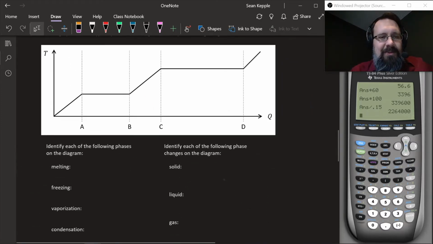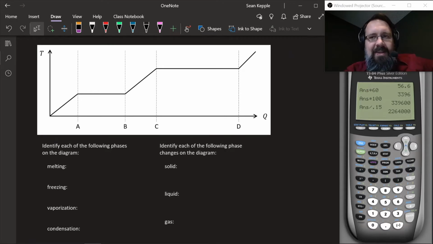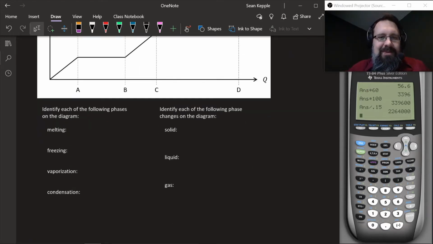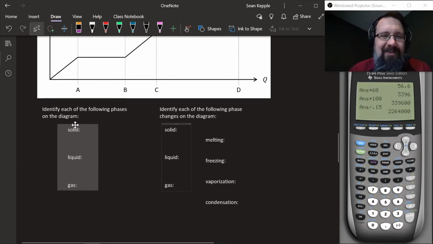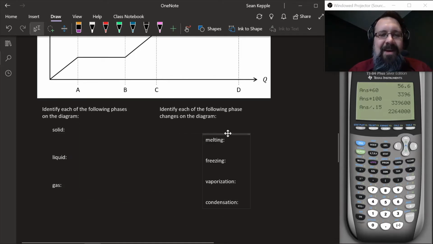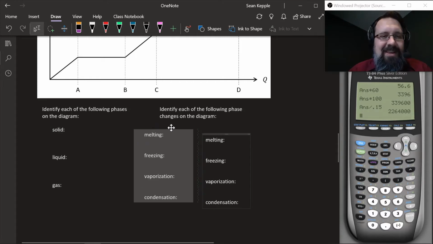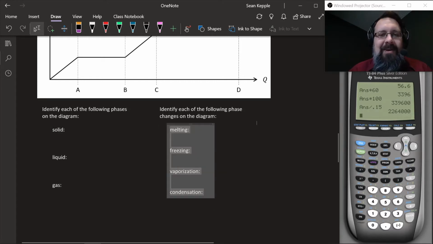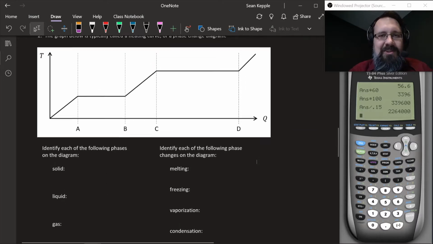All right, so I wanted to identify each of the following phases on the diagram. These are backwards somehow. I don't know how those got backwards. I want to identify where it is a solid, where it is a liquid, and where it is a gas. And then I want to identify where the phases are changing.